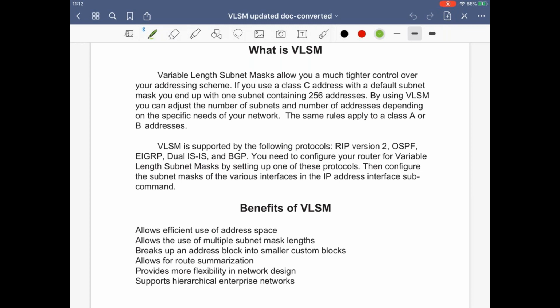Constant. Something varies from time to time. Okay, variable length subnet mask.